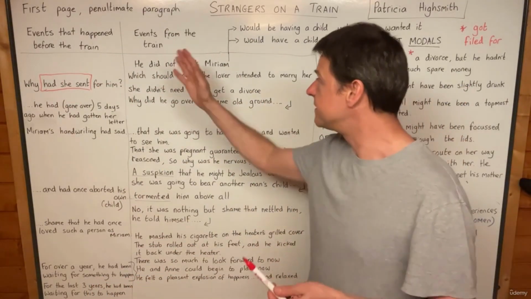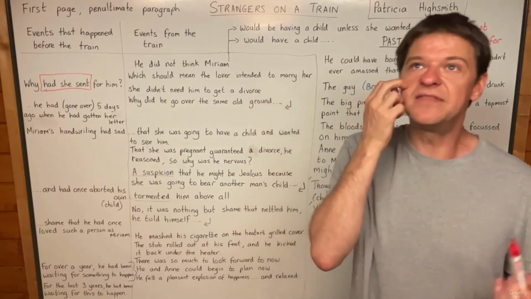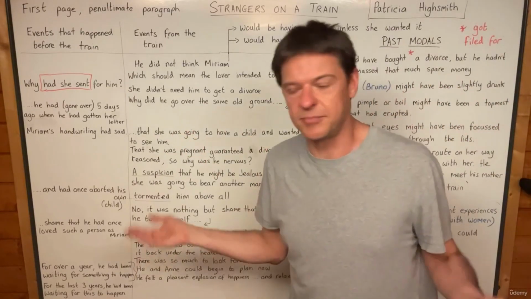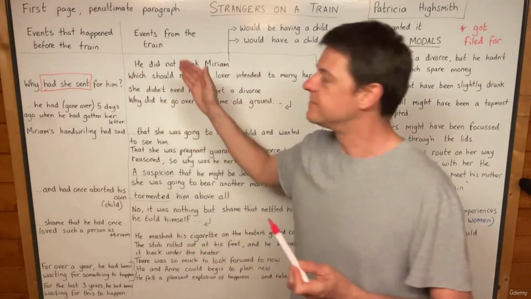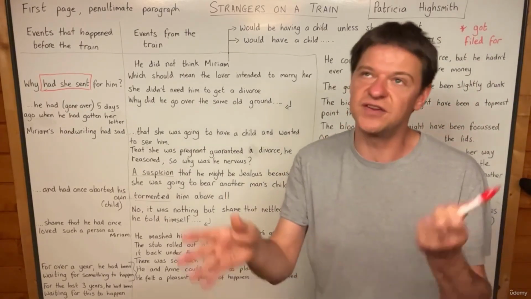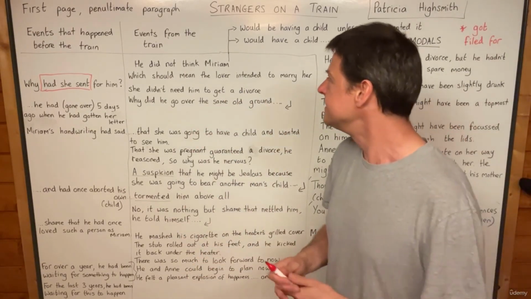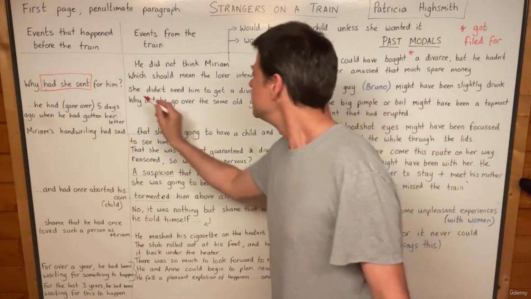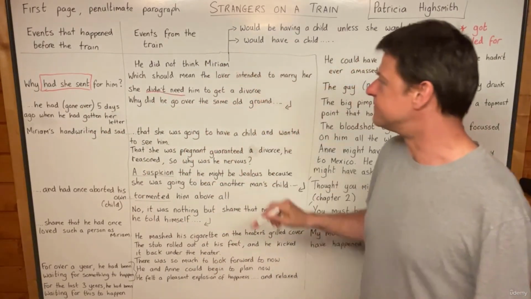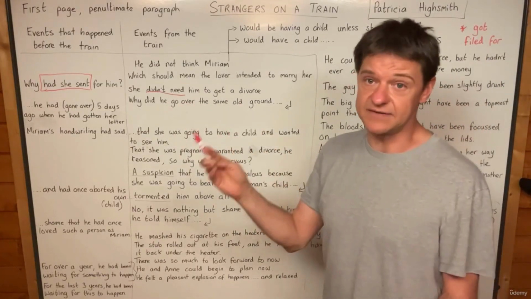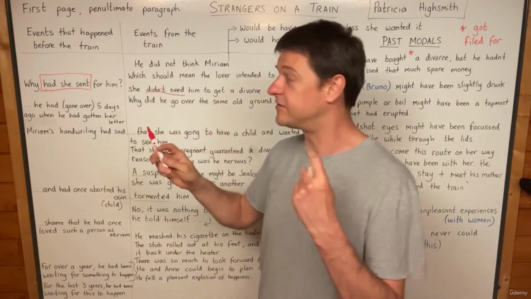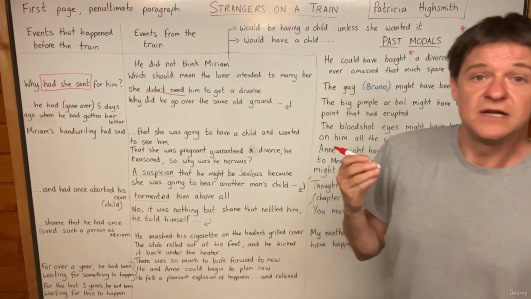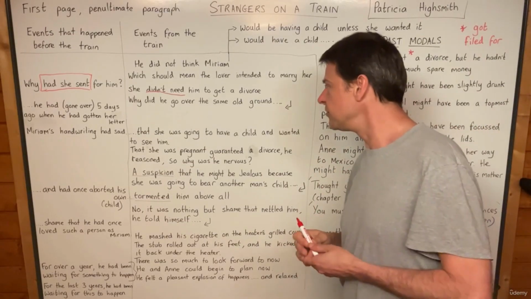It's earlier than the events from the train. And this is always why we use past perfect. It's when it's earlier than something else, some other past simple or past continuous moment. So why had she sent for him before he got on the train? "She didn't need him to get a divorce." Now, she didn't need him to get a divorce while he was sitting on the train. And so this is just in past simple.